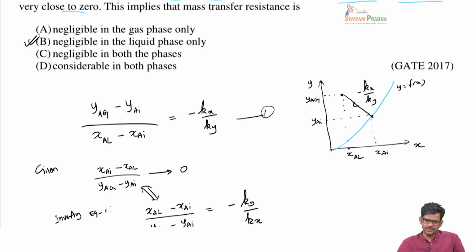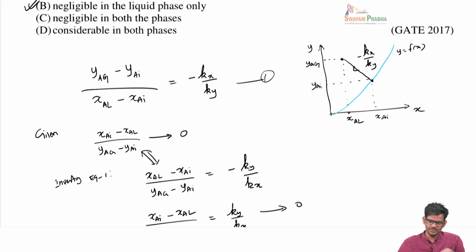Okay. So this particular problem is a little bit tricky because conceptually it's all simple, but the way they have given the ratio, inverted the ratio, and instead of asking which one is resisting, they are actually saying which one is negligible. So it's very easy to make mistakes by not inverting it. Generally students will just say this is equal to minus kx by ky, and that tends to 0, meaning the liquid phase is very small. So the liquid phase is actually limiting, so gas is negligible. So there's a chance of making a mistake there.